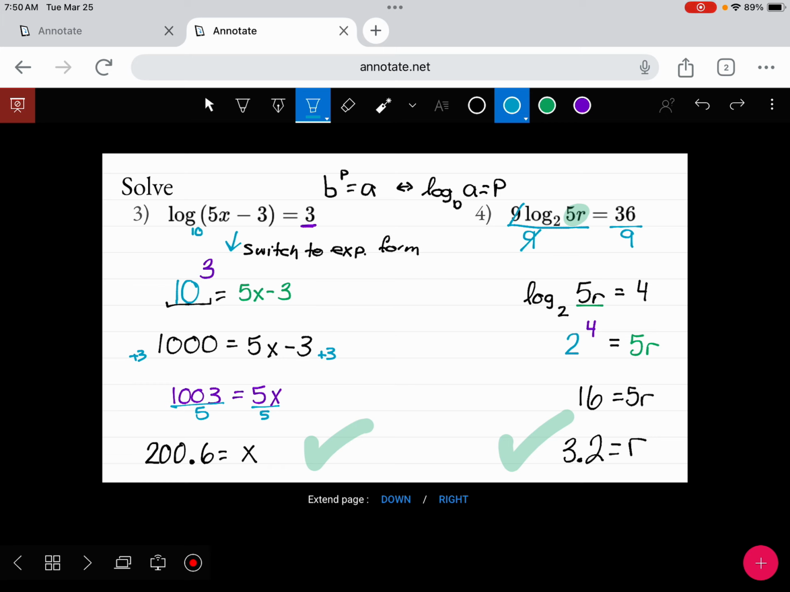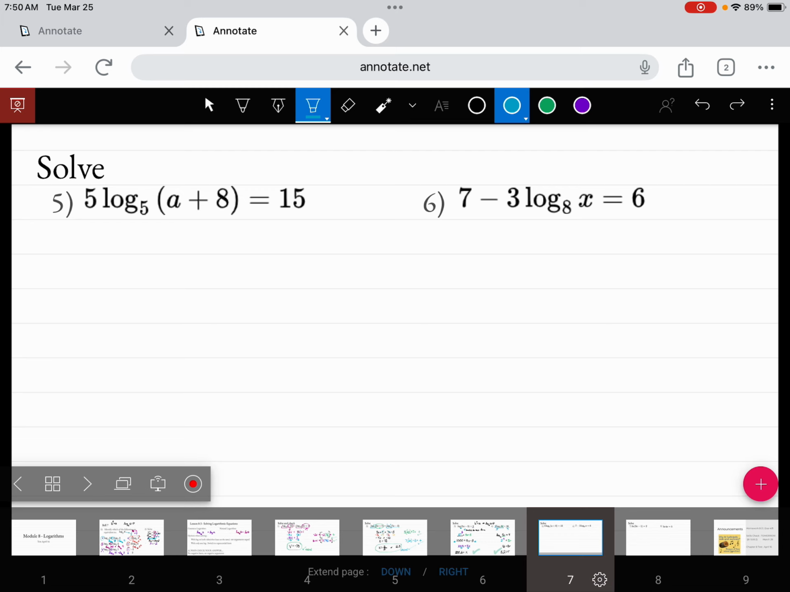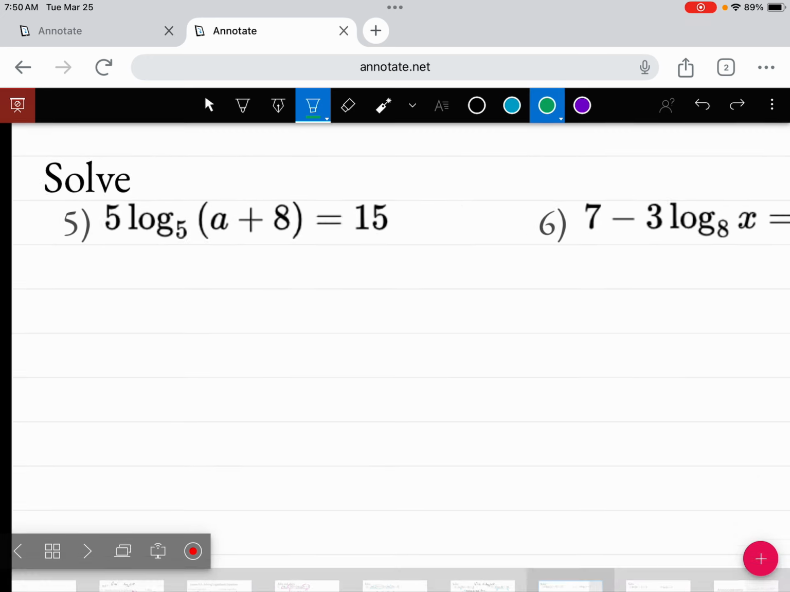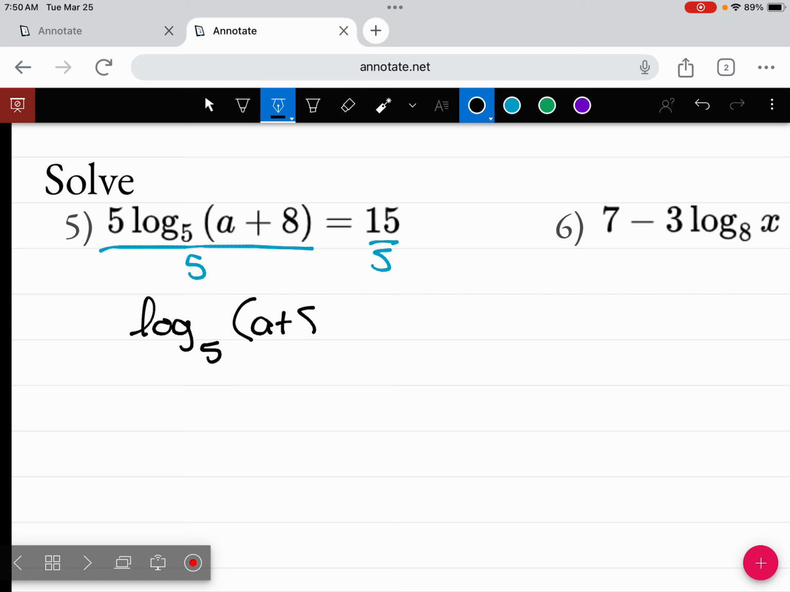Okay, we're going to look at 5 and 6 on this page as well, and that'll be it. So we've got 5 times log base 5 of a plus 8 equals 15. Divide by 5 on both sides. Absolutely right. We want to get our log all by itself first. So we're going to divide by 5. That's going to give us our log base 5 of that a plus 8 equals 3. Then what?